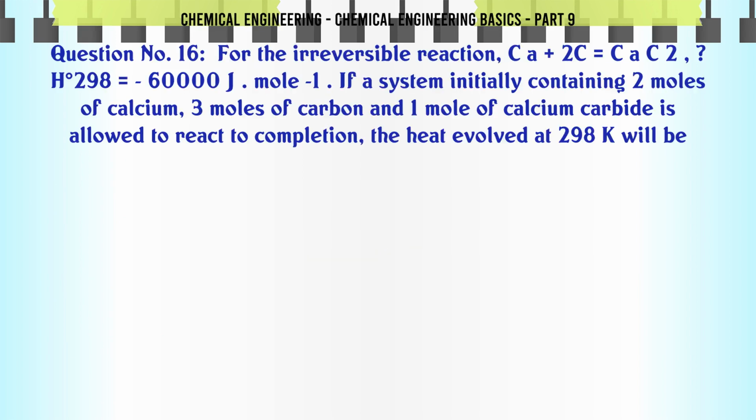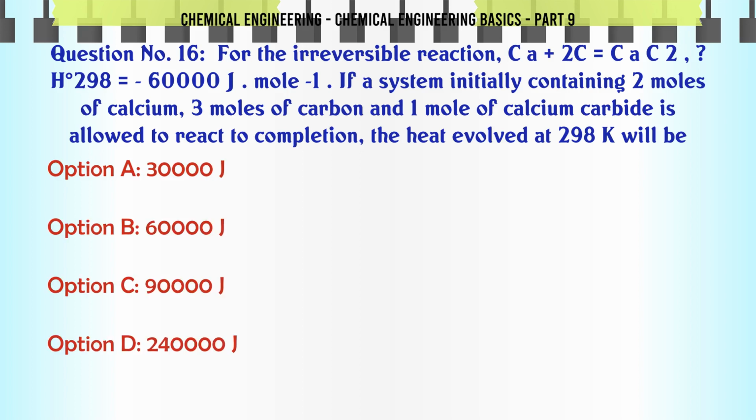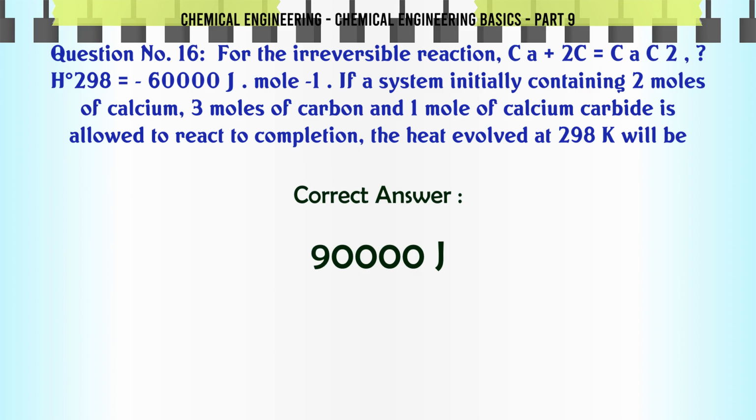For the irreversible reaction Ca + 2C → CaC2, ΔH298 = -60,000 J/mol. If a system initially containing 2 moles of calcium, 3 moles of carbon and 1 mole of calcium carbide is allowed to react to completion, the heat evolved at 298 K will be: A. 30,000 J. B. 60,000 J. C. 90,000 J. D. 2,40,000 J. The correct answer is 90,000 J.